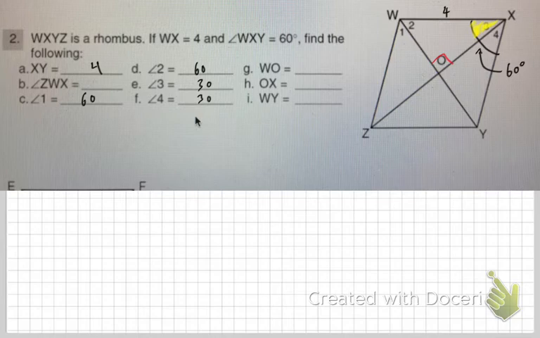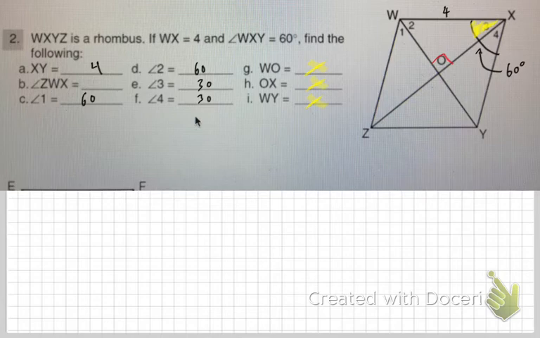Now, we don't have the knowledge yet to find WO or OX. Okay, that would be that trig information that I talked about previously when we were looking at the rectangle in the parallelogram homework. So don't worry about WO or OX or WY, because that would be something we would need trig for, okay?